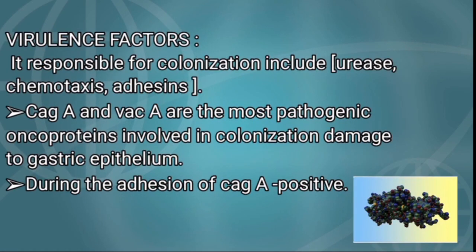Virulence factors. Those responsible for colonization include urease, chemotaxis, and adhesins. These are the virulence factors. CagA and VacA are the most pathogenic oncoproteins involved in colonization and damage to the gastric epithelium. CagA positive means it may become positive.